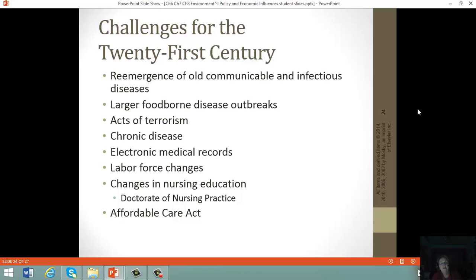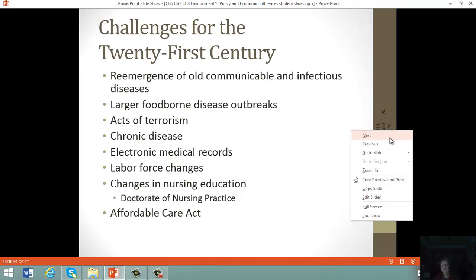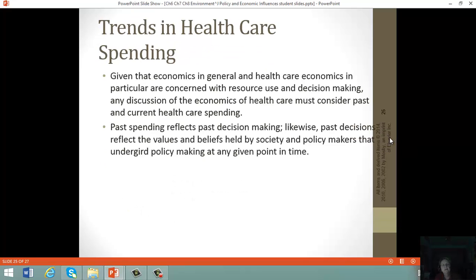Is it going to become an entry level for a nurse practitioner to have a doctorate of nursing practice, since they are predicted to be the leaders of healthcare in the future? And then the Affordable Care Act. And then some trends in healthcare spending include that, given economics in general and healthcare are concerned with resources and decision making, any discussion about economics, we have to look and see what happened in the past, and then also look about things going forward.